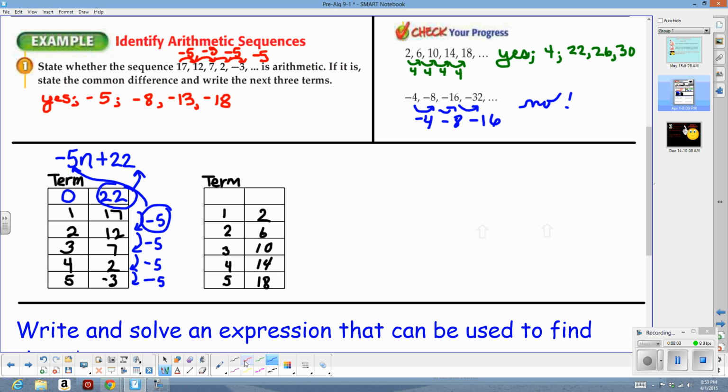Let's look at the next example. To go from 2 to 6, we added 4. Added 4, and so on.